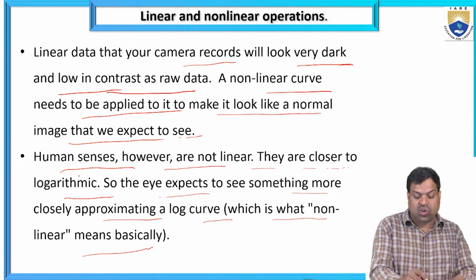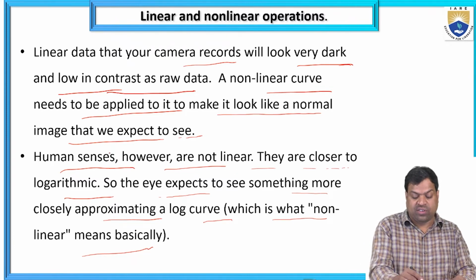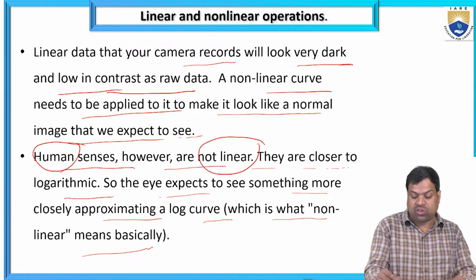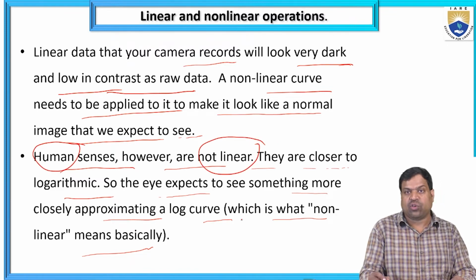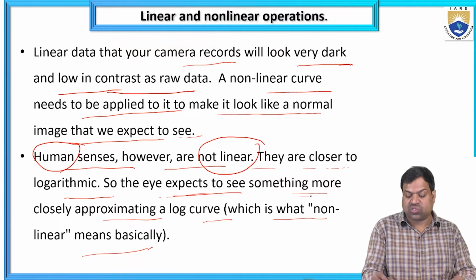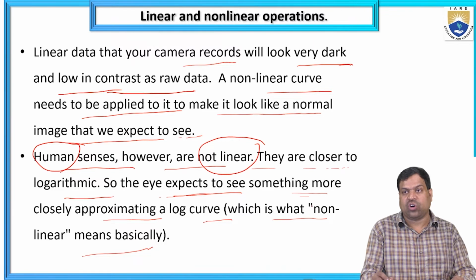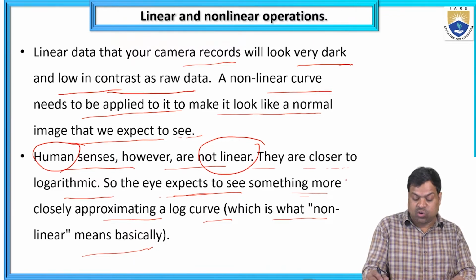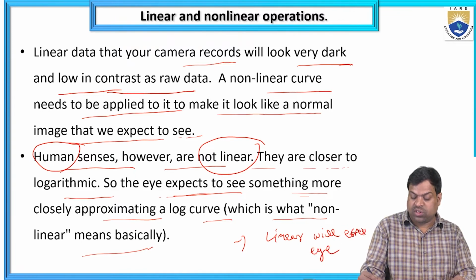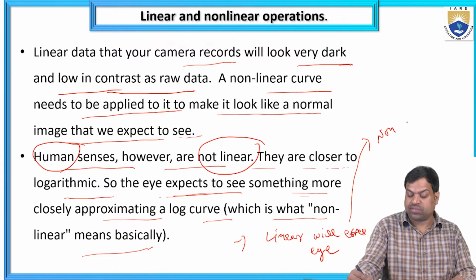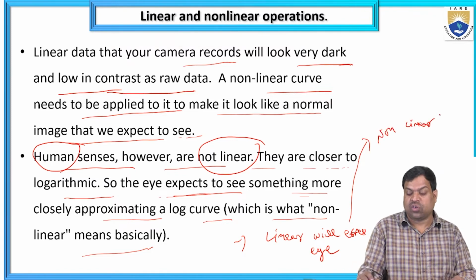So here they are telling that human sense, however, is non-linear. When a human is using that image, it is not linear, that means non-linear, and they are closer to logarithmic. We are adjusting something from the linear, that is logarithmic, and the eye expects to see something more closely approximating a log curve. So the eye is closely expecting something. So that is linear, it will affect the eye. So for this purpose, we are going for the non-linear.